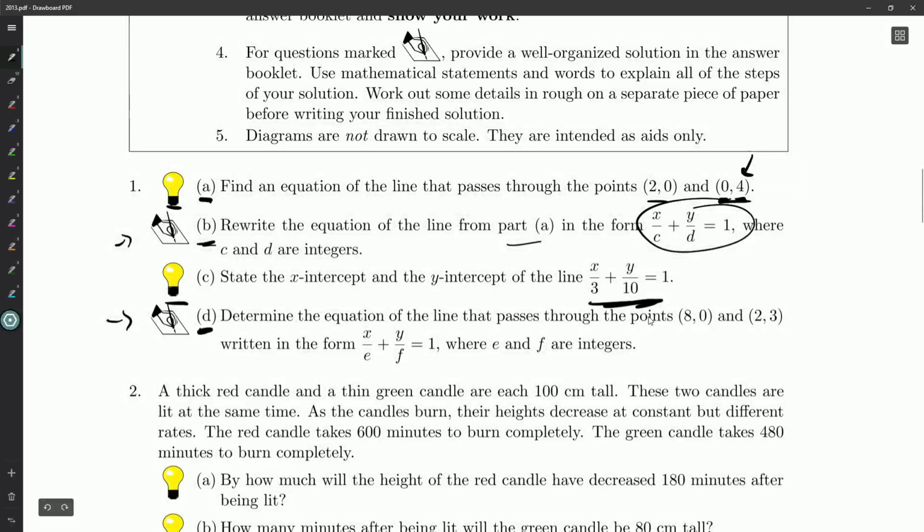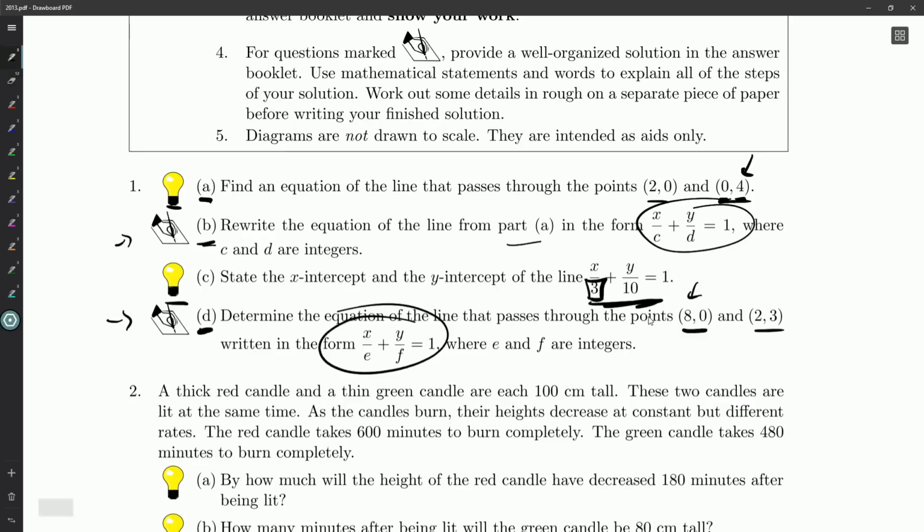And now D part. Determine the equation of a line that passes through 8, 0, and 2, 3, written in this form, where E and F are integers. Now, we could say, oh, they're giving me the x-intercept, so I can just put that down here. So E must be 8. And then you use the 2, 3 to work out F. Right? So we could do that. I'm not going to, just in case you hadn't seen that form of the line.